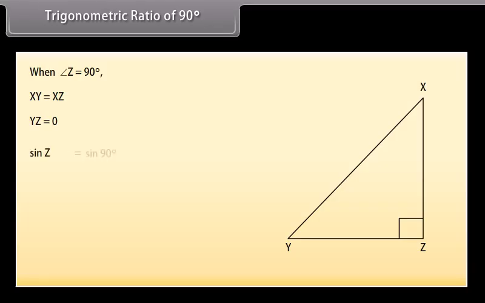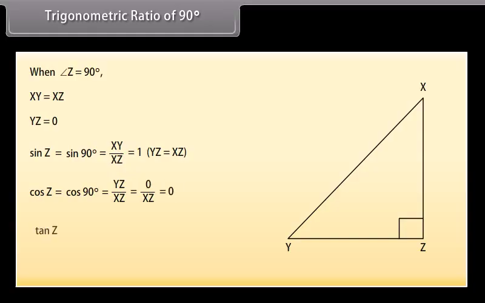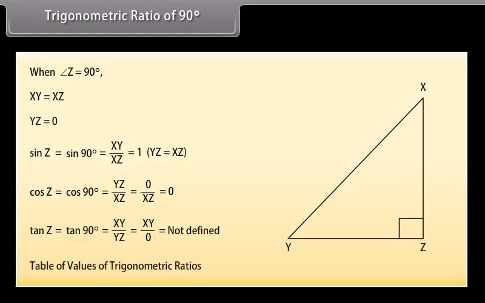Sin Z is equal to sin 90 degree, which equals XY upon XZ, which equals 1, as YZ is equal to XZ. Cos Z is equal to cos 90 degree, which equals YZ upon XZ, is equal to 0 upon XZ, which equals 0. Tan Z is equal to tan 90 degree, which is equal to XY upon YZ, equals XY upon 0. Therefore, tan 90 degree is undefined.